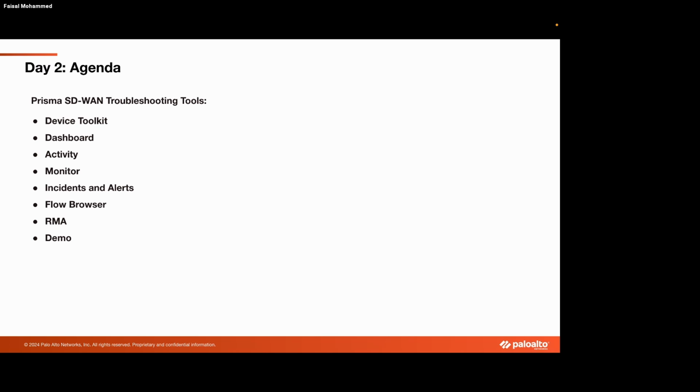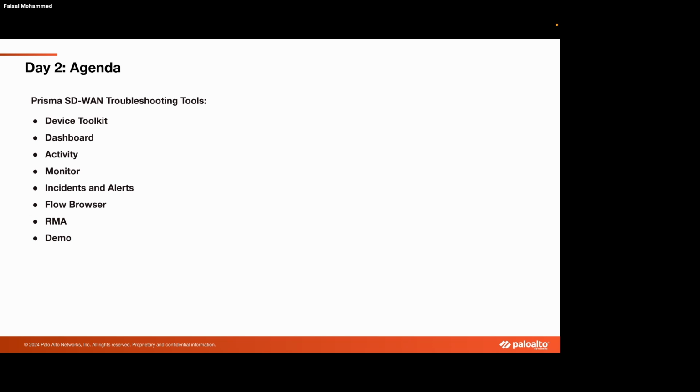And today, what we're going to see is how to do troubleshooting with Prisma SD-WAN. What are the tools available to you? We'll be combining all the tools and the UI we discussed yesterday. We're going to apply them to troubleshoot and fix problems in Prisma SD-WAN for your branch sites. Again, this is an introduction course. Troubleshooting itself is a vast domain. We will be looking at the essential tools required to perform troubleshooting.